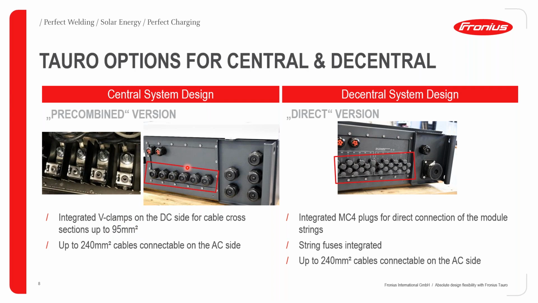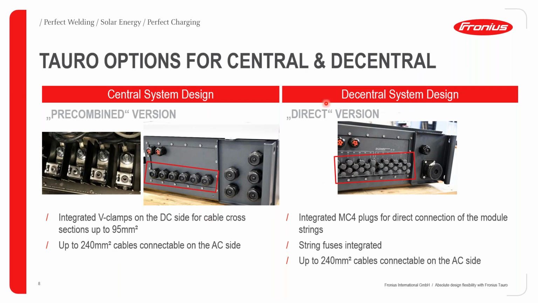And inside the Tauro, when you open it, you would see those V-clamps. They are looking like this. And this is actually the reason why we can connect up to 95 square millimeter of DC cable to the device on the DC side. This is because of those big V-clamps. And this big V-clamp is actually the same component which is also located at the AC side on the right side here. So behind this cover, we would see also AC clamps that look like this. And yeah, these big AC clamps also allow us to connect up to 240 square millimeters of AC cable.